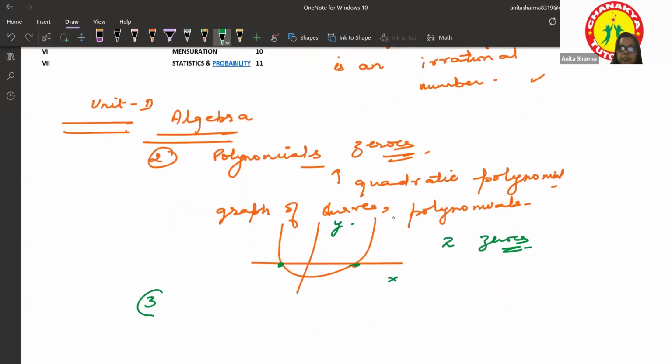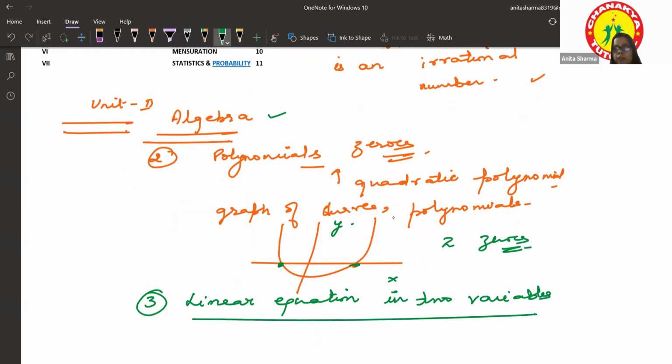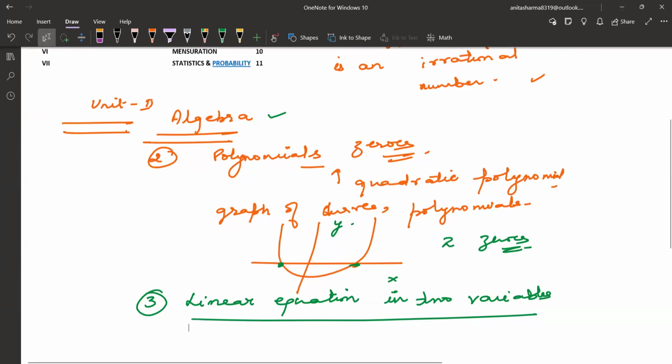Now the next chapter, which is included in algebra, is linear equations in 2 variables. Do you remember that in grade 9 you studied this chapter, linear equations in 2 variables? Right, Akshay, Sriniket, Sampath, Niharika? Yes, ma'am. Varun, kindly turn on your video, beta. Anurag, please turn on your video. Sanjeev.